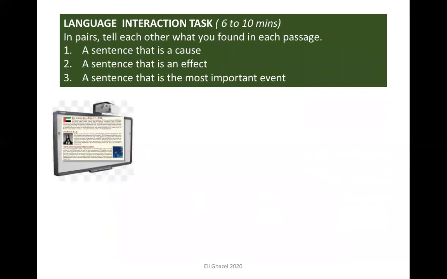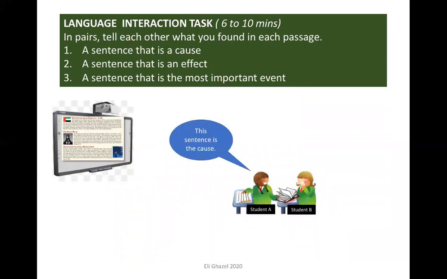After they finish, what you want them to do is to interact with each other, to sit in pairs, and they will show each other what they marked. One will then say, this sentence is a cause, and the other student will say, I agree, or I disagree, I don't think so. So this helps the student get feedback from each other, and this is part of the learning process. This uses the language immediately, rather than just answering to the teacher.